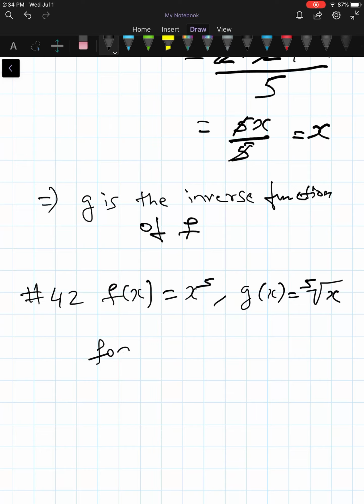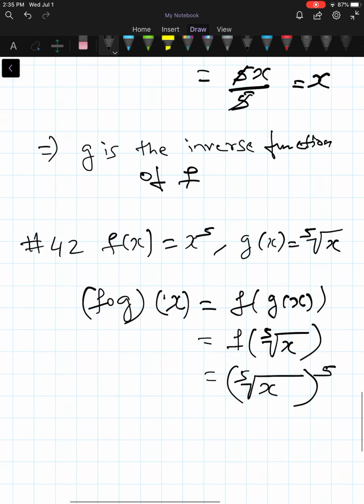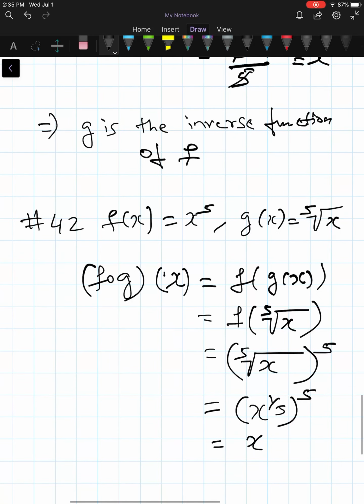So for that, if I calculate f compose g, I will be getting f of g of x. So that is nothing but f of 5th root of x, so 5th root of x, whole to the power of 5. Correct? So this can be written as x to the power 1 over 5 times 5, right? So 5 by 5 is 1. So you are getting back x.